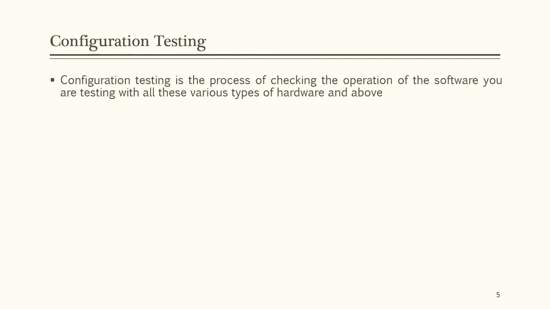Configuration testing definition. Configuration testing is the process of checking the operation of the software you are testing with all these various types of hardware and above. So the purpose is to identify the minimum possible age and model of the hardware at which the system can work.